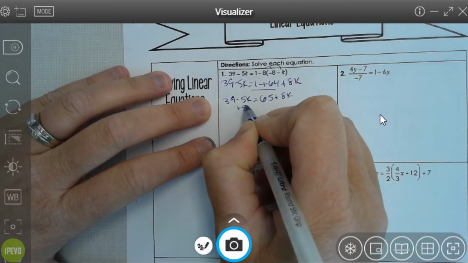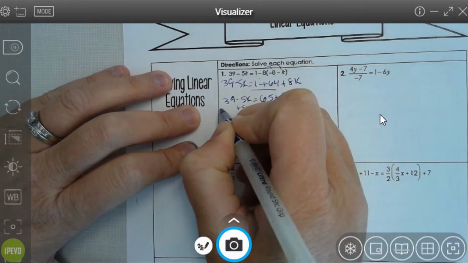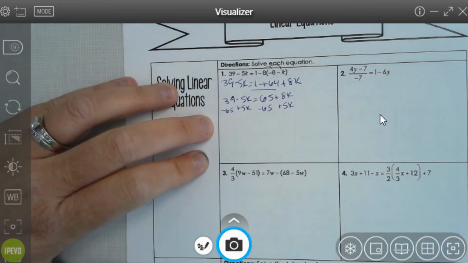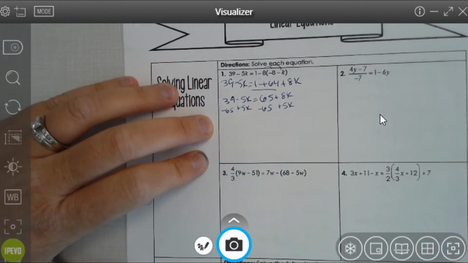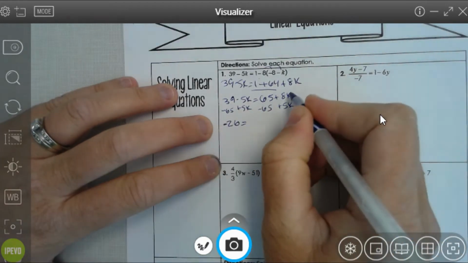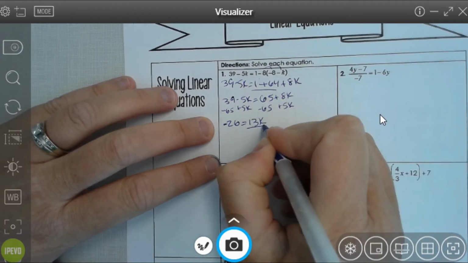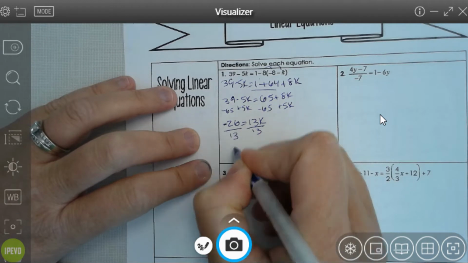And I'm going to add 5k over to this side over here, and I'm going to subtract my 65 over there. So we're going to do 39 minus the 65, and then 8 plus 5, and divide both sides by 13.